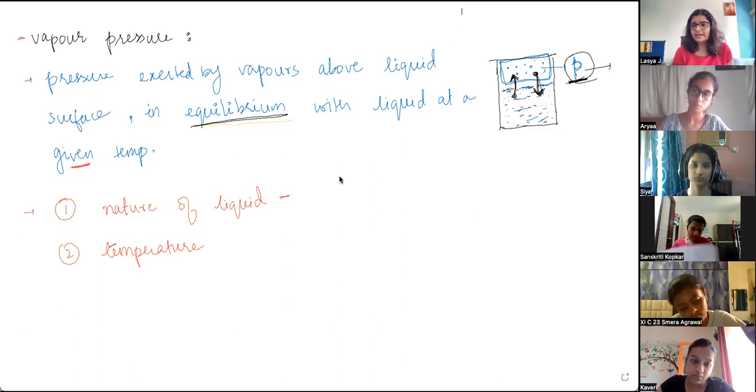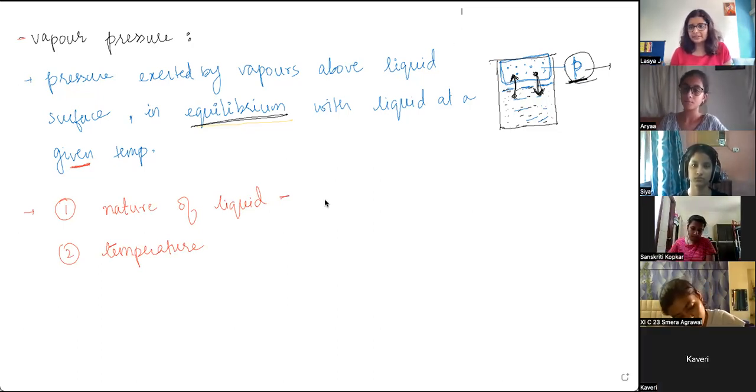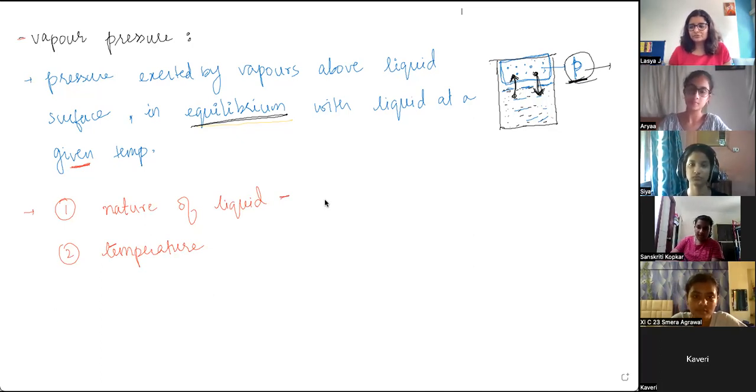Some liquids can evaporate more easily than other liquids, right? Have you guys used nail polish removers, right? In terms of evaporation, how would you compare it with water? Faster evaporation. Faster evaporation, right? So that's again nature of the liquid.